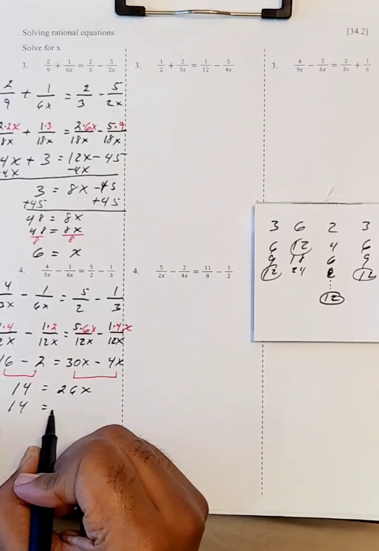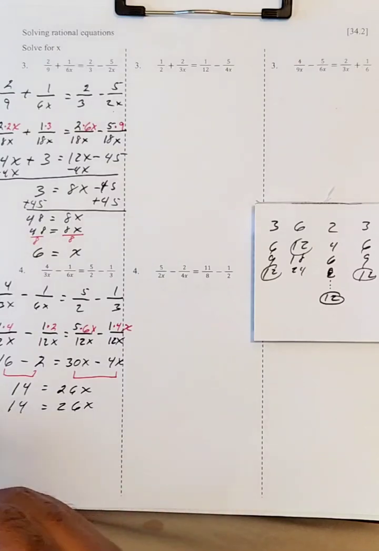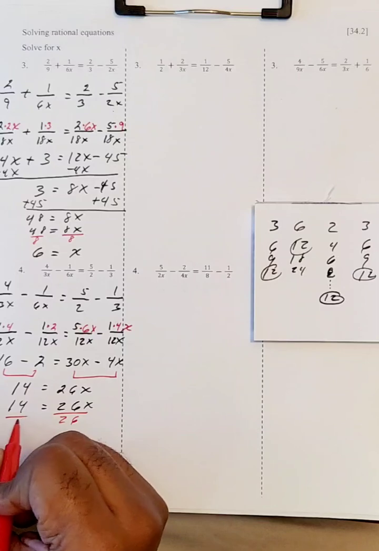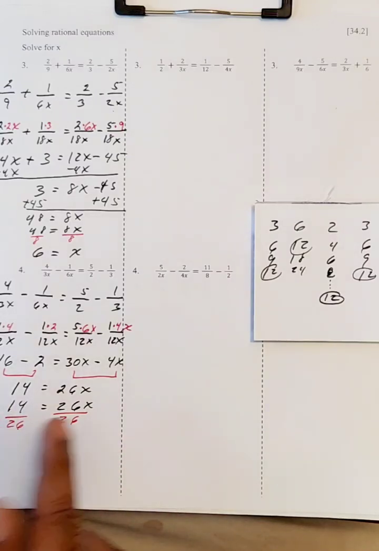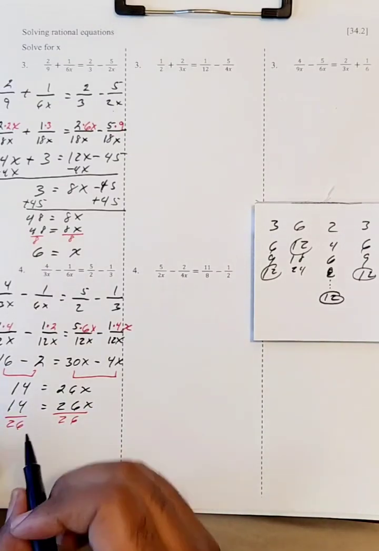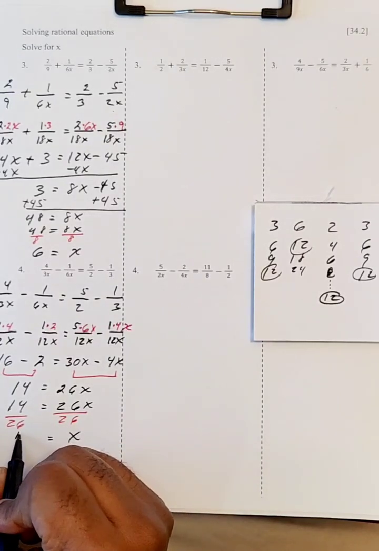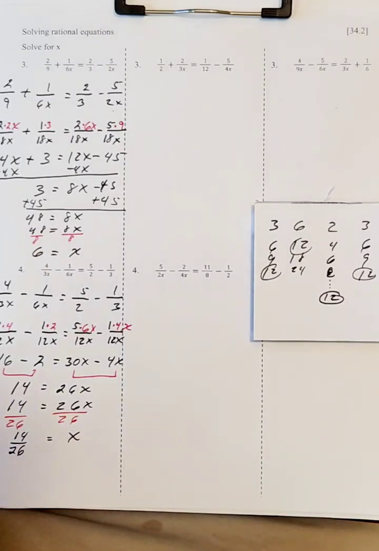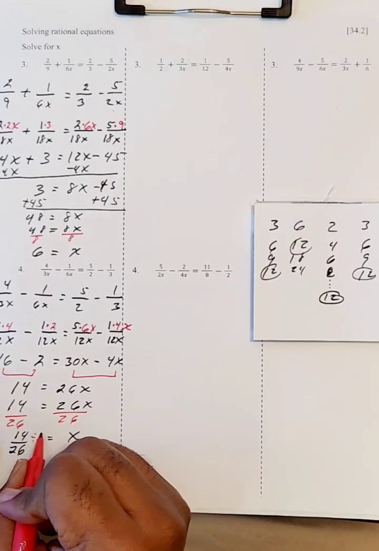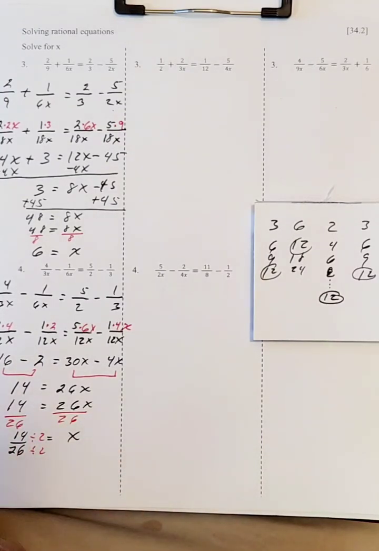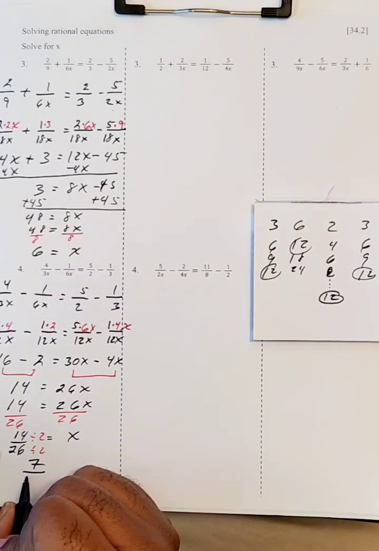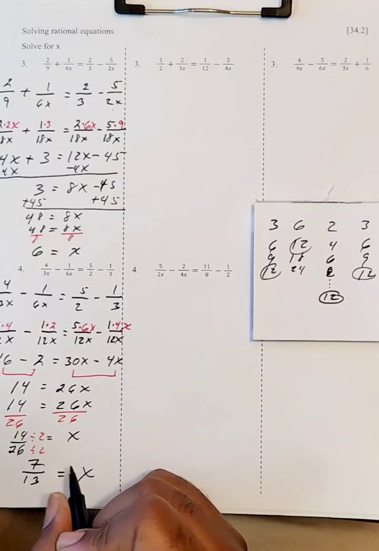Now, I'm going to take 14 equals 26x and divide by 26 on both sides in order to get the x by itself. Now, this does cancel out the 26 and gives us x. But 14 over 26 can be simplified. I'm going to divide them both by a 2. And if I divide them both by 2, I'm going to get 7 over 13 for x. And we're done.